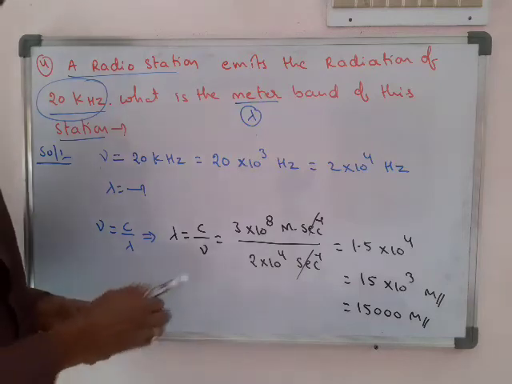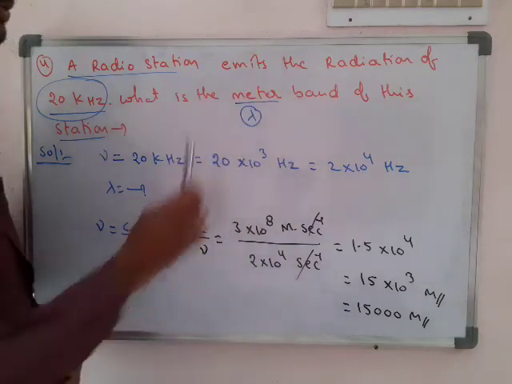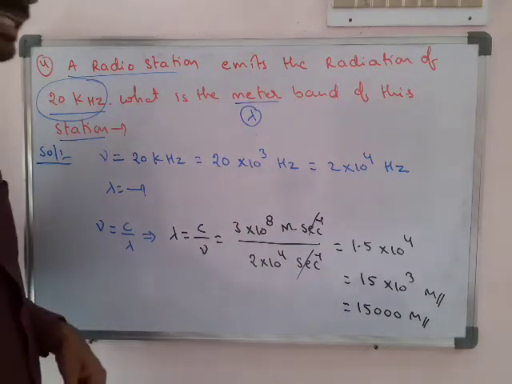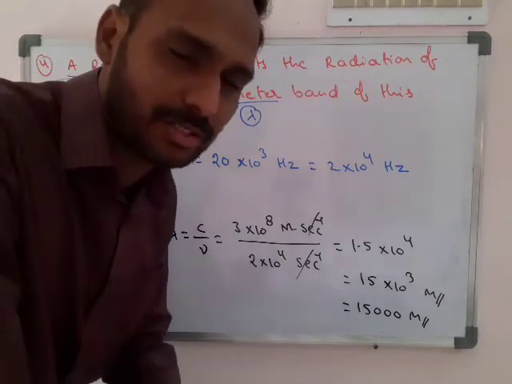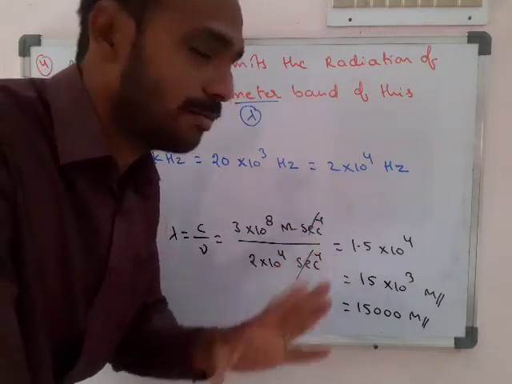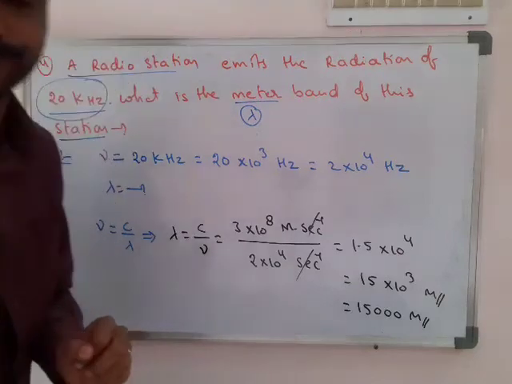It is treated as 15 into 10 power 3 meter band, or 15k. Generally they use the letter k for 1,000. So, 15k meter band.